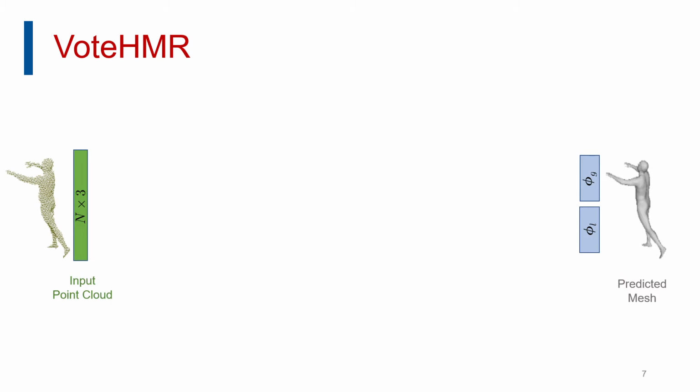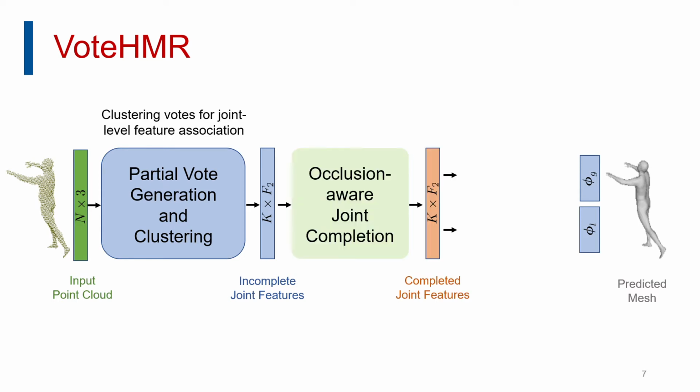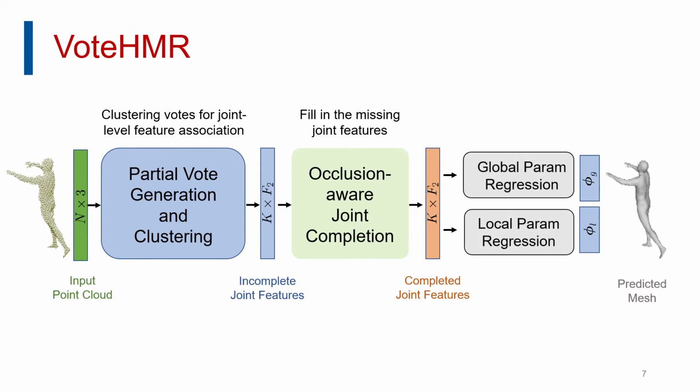VoteHMR consists of four main modules: a partial vote generation and clustering module to cluster votes for joint-level feature association, an occlusion-aware joint completion module to fill in the missing joint features, a local parameter regressor, and a global parameter regressor to separately predict the local and global parameters of the SMPL model. We will elaborate on these four modules in the following parts.